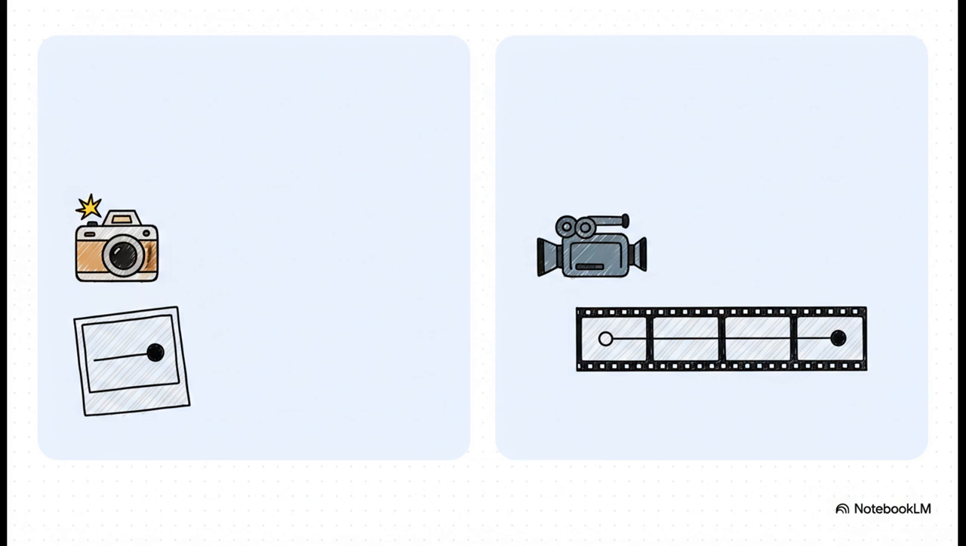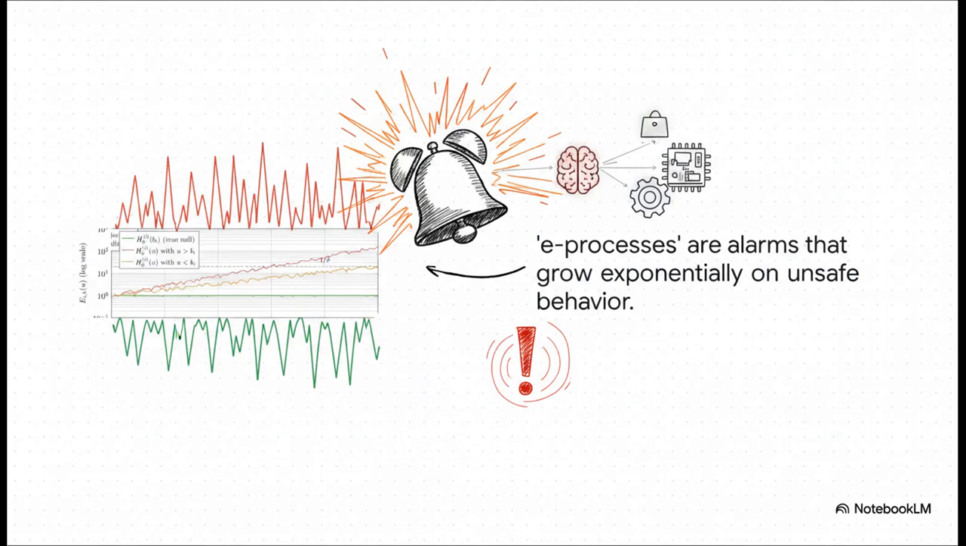But anytime valid statistics, they're like a live, high-def video feed. You can watch constantly, and your guarantee of safety holds up at every single frame. You can pause the tape whenever you want, and the proof is still solid. It's a continuous guard, not just a one-time checkpoint. And this is what that live feed looks like mathematically.